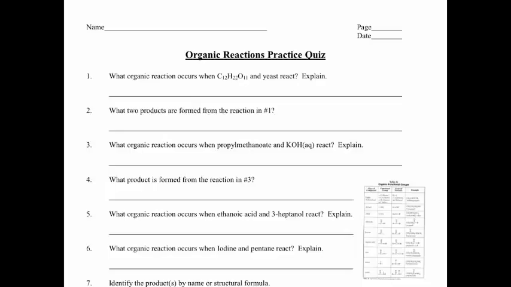Question 1 says, what organic reaction occurs when C12H22O11 and yeast react? C12H22O11 is actually table sugar, or sucrose, although you don't need to really know that, because what's really important is that you see yeast. You'll either see yeast or the enzyme in yeast, zymase, and that's going to help you remember which reaction this is. This reaction is fermentation. You can justify that by saying you have yeast, because that's the thing you're going to notice and know that it's fermentation.